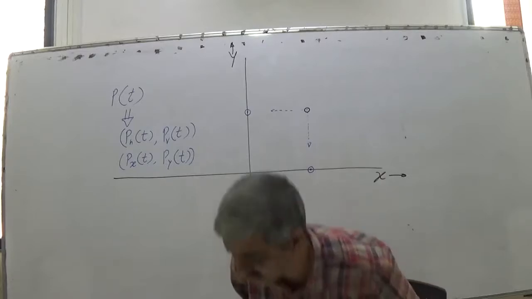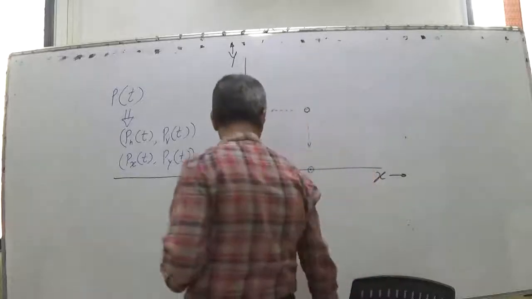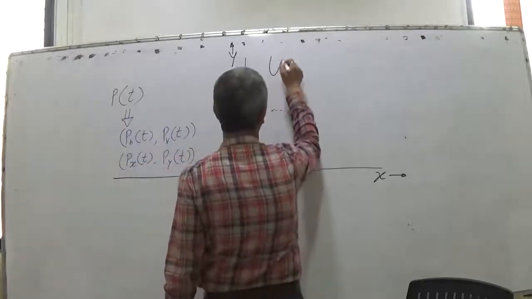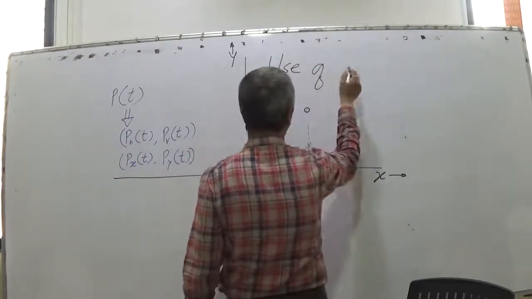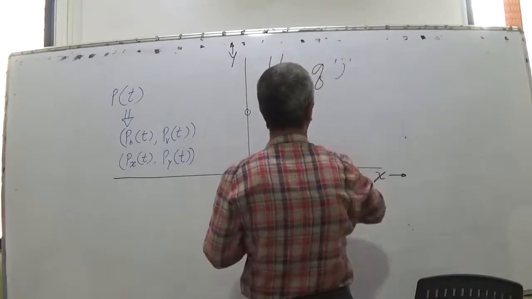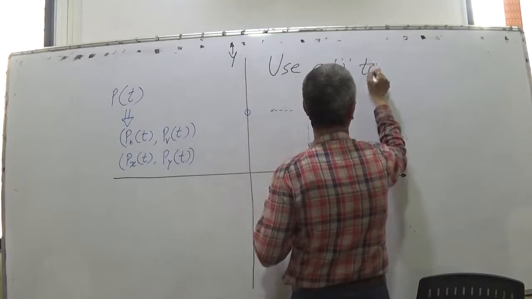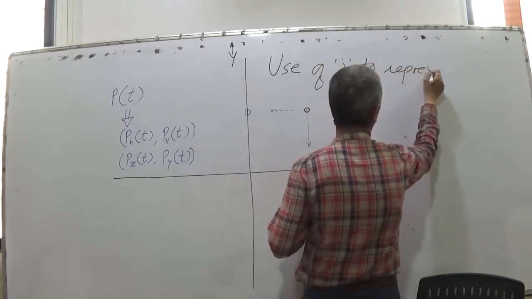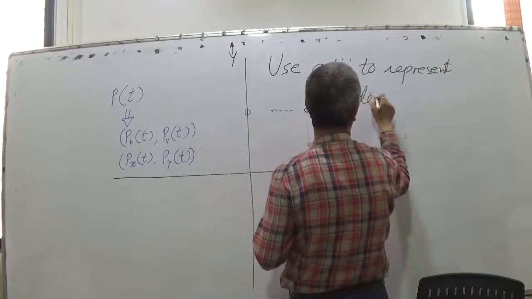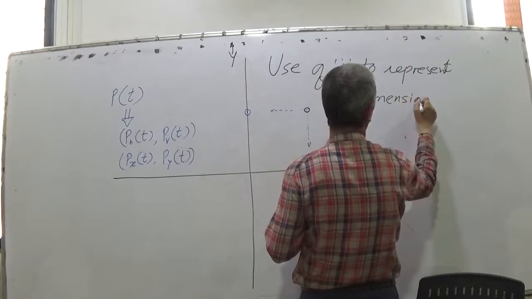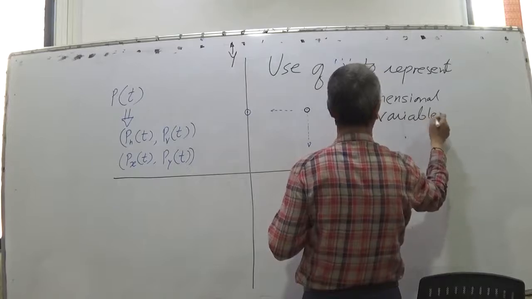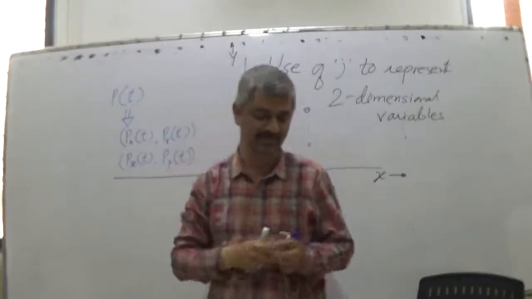So in short, we restrict our discussion to the use of Z, complex number is coming something later, use of Z to represent two-dimensional variables. A two-dimensional variable is an ordered pair.